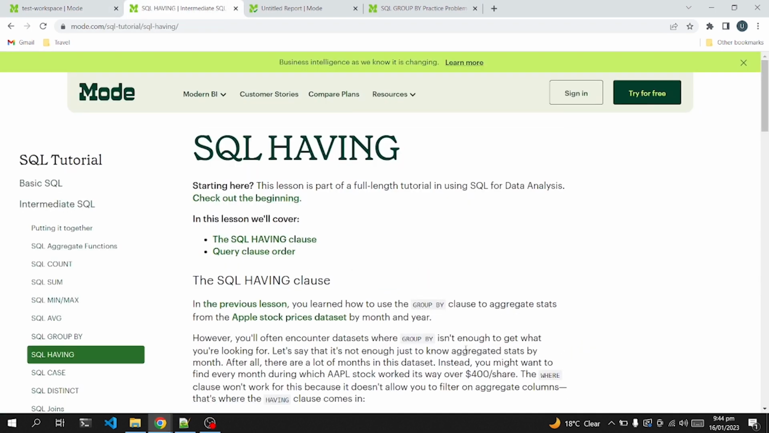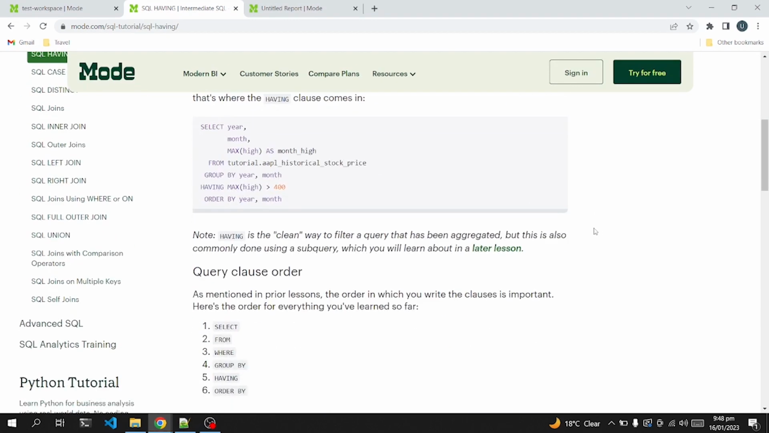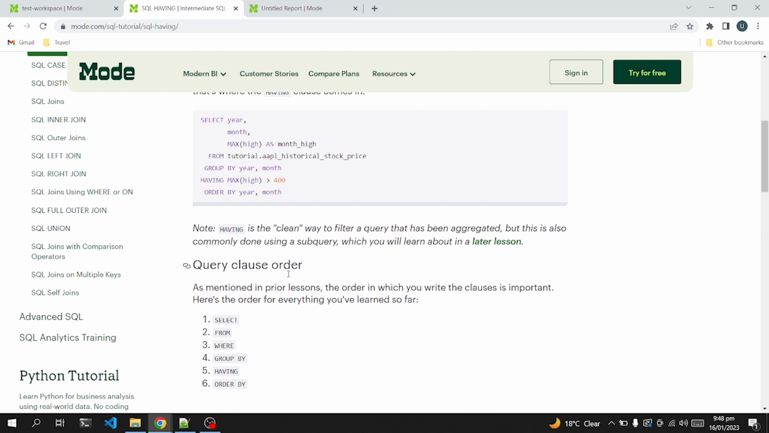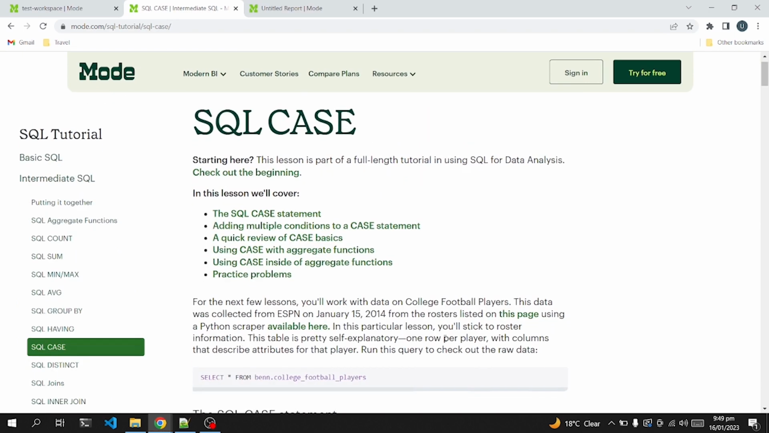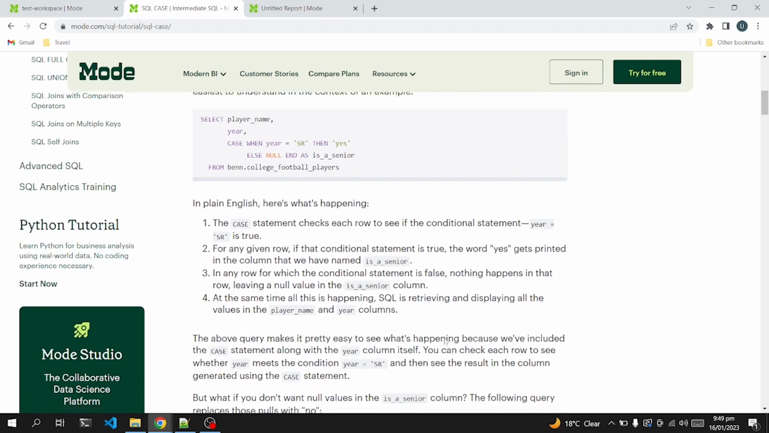SQL HAVING. HAVING doesn't have any practice problems to solve, but it does have a query clause order, which states how you write the query if you are using HAVING. Remember that whenever we group by and have to apply a filter or condition, we have to use HAVING. So SELECT, FROM, and then WHERE, and then after GROUP BY, if you have to filter again, you need to use HAVING, and then ORDER BY. And SQL CASE does have lots of problems. Let's try them one by one.